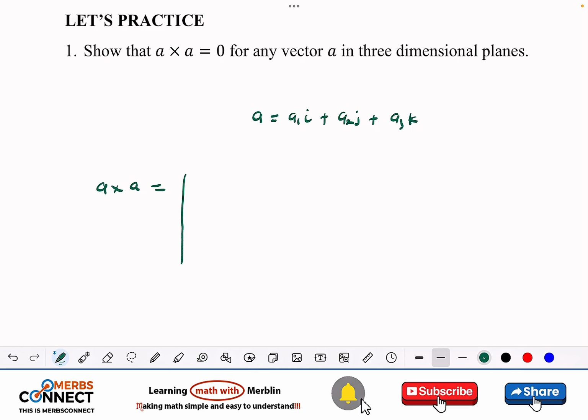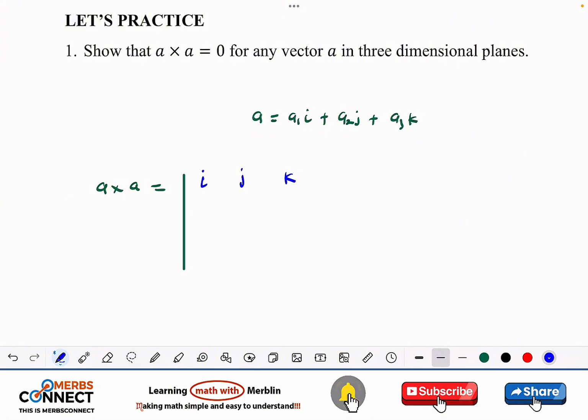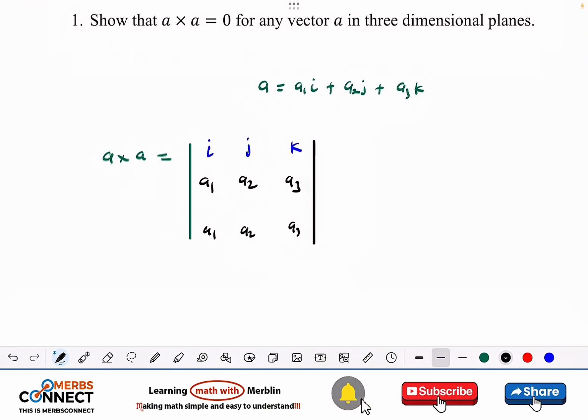So now let's pick it. You remember that this is a cross product, so you are going to have i, j, k. When you finish, the first component will be here, the second component will be here as well. This is going to be a1, a2, a3, a1, a2, a3. Good, so basically that's what we are going to have.